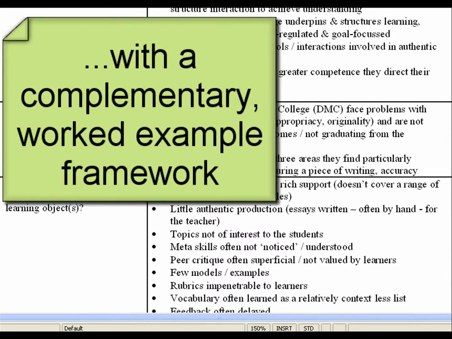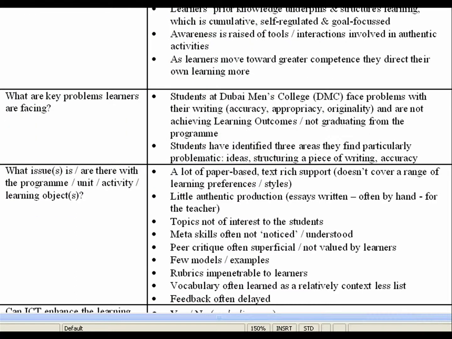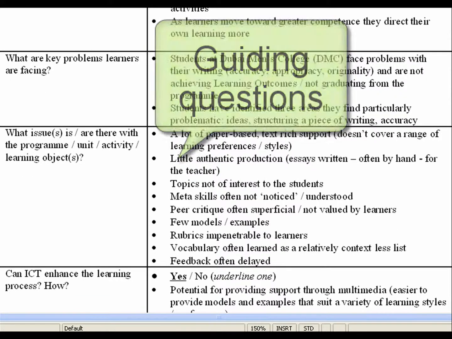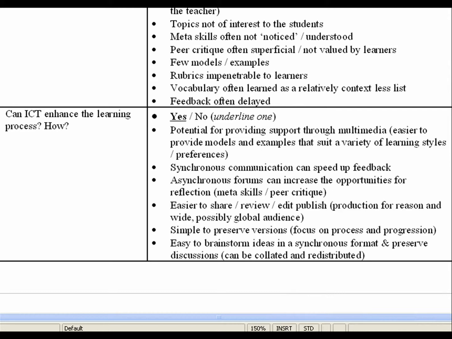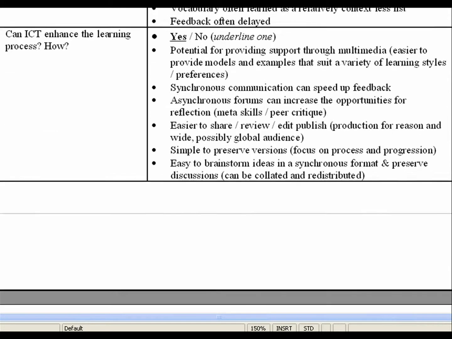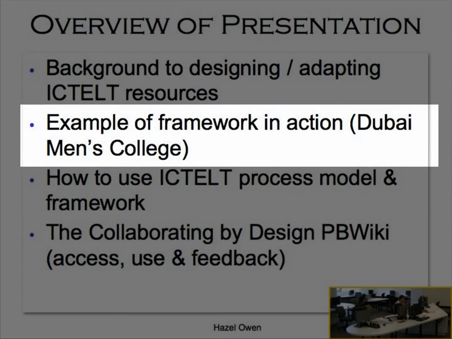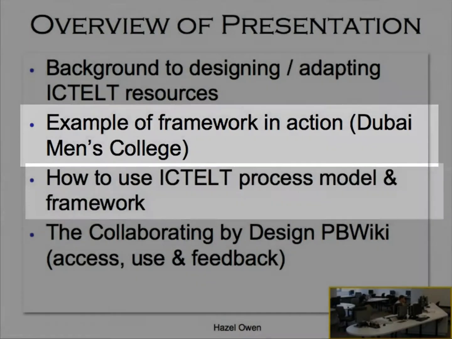And the idea is that you can work through individually or in small teams, which is ideal, so you can discuss points around the guiding questions. It begins from a very pedagogical point of view and then moves to a very pragmatic point. So today what I'd like to do is talk initially a little bit about the background to designing and adapting resources, and then move on to show you an example of the framework in action in Dubai, the course that was developed from using this framework.